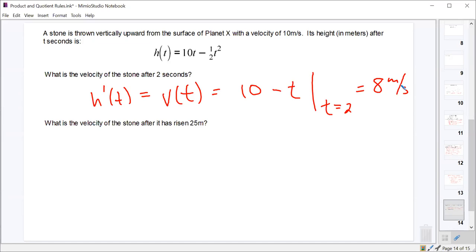Good. Okay. If we want to know the velocity of the stone after it has risen 25 meters, what do we need to do? We need to find v of some value. Well, what's that value?